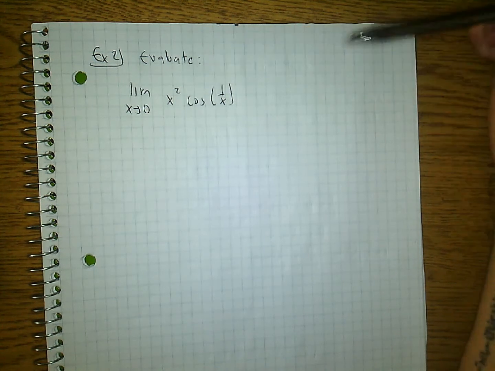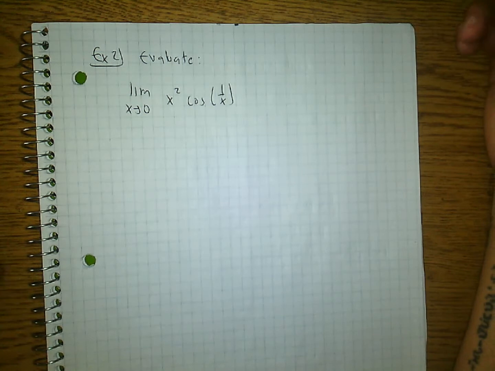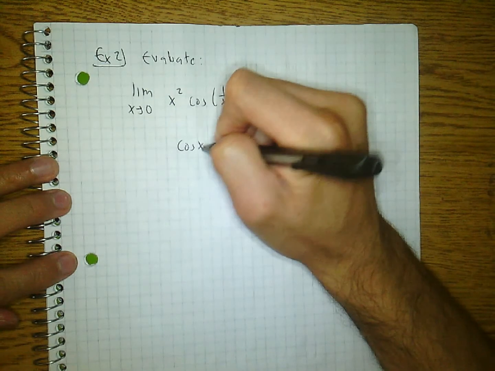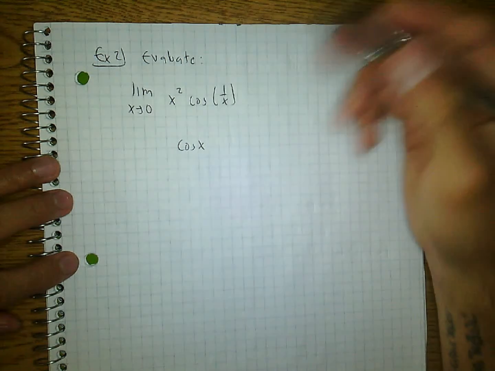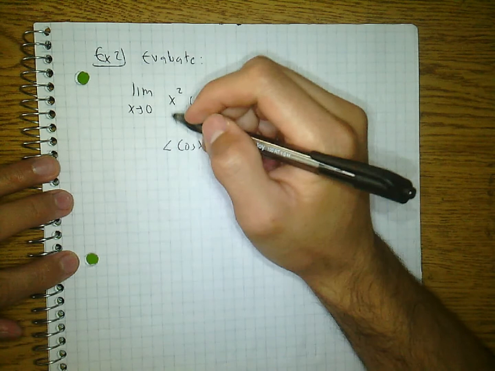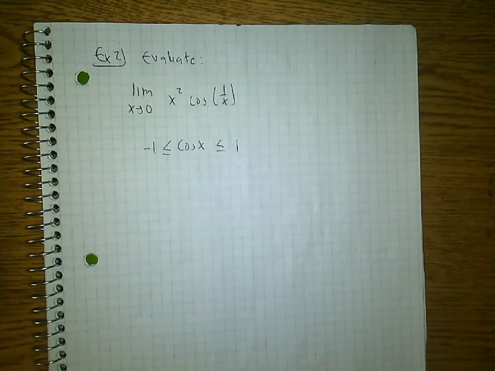The fact that this function has cosine in it, I have to remember, hopefully you remember this from pre-cal, that the function of cosine, so you know that the cosine of x fluctuates between -1 and 1, which means that it's greater than or equal to -1, but less than or equal to 1. Okay, so hopefully you remember that from the graph.